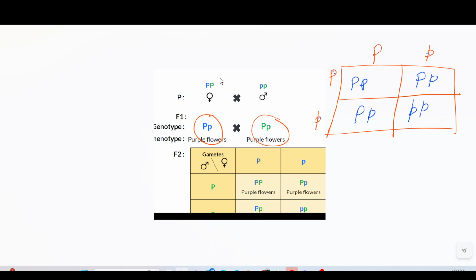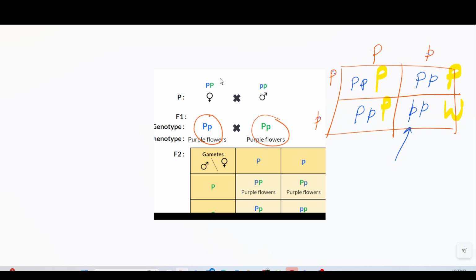We can only see color. What he saw is that three of them were purple. This was purple, this was purple, purple, purple. Only one of them was white. So which one is white? The one which has both white alleles.